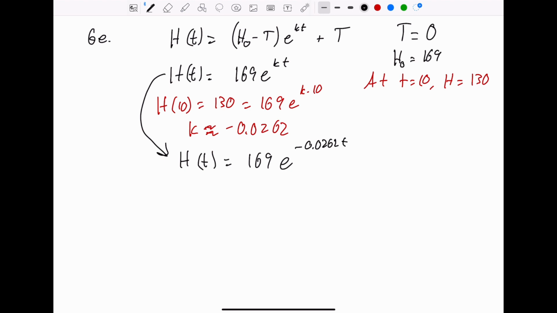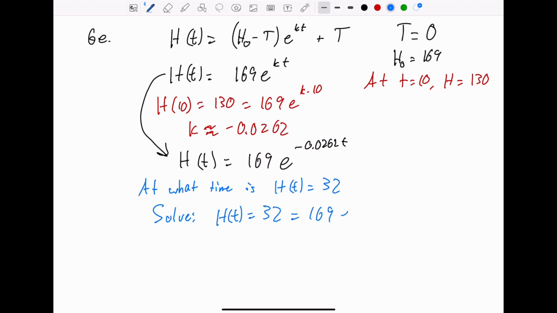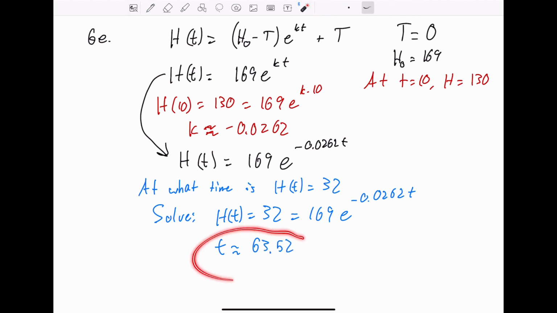We want to know, when does the coffee freeze? In other words, we want to know at what time is the temperature equal to 32. So I'm going to solve h(t) = 32. So this would be 169 e^(−0.0262t) = 32. And once again, I'll rely on Mathematica to solve this. And plugging that into Mathematica, I get t equals approximately 63.52. So about 64 minutes after I've placed the coffee in the freezer, the coffee freezes.